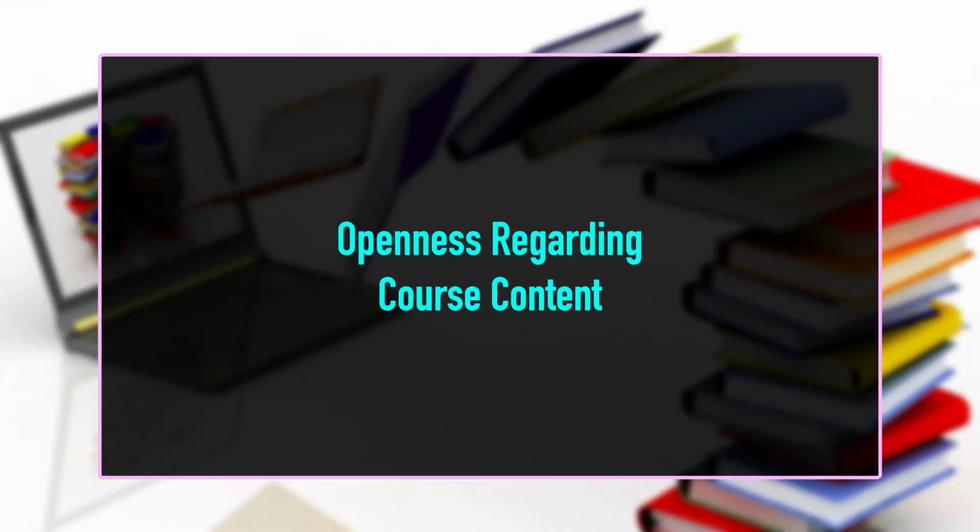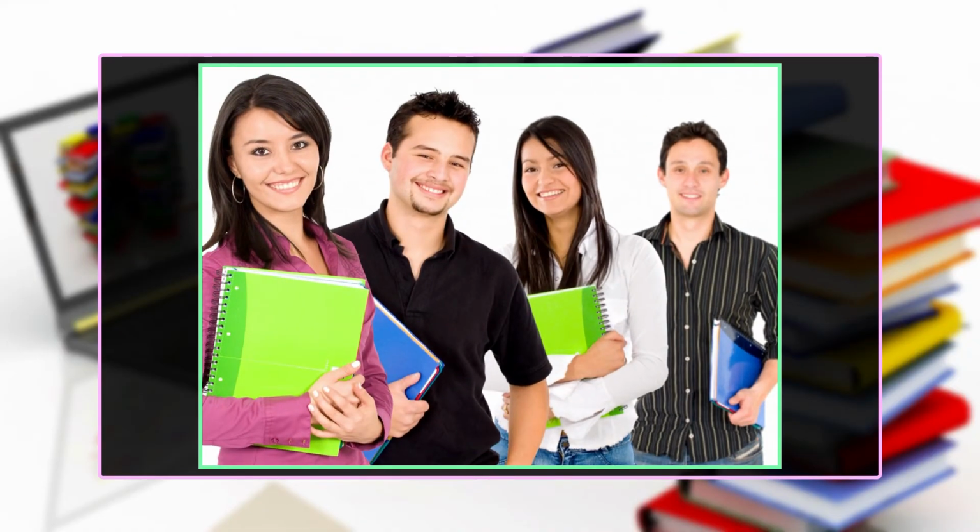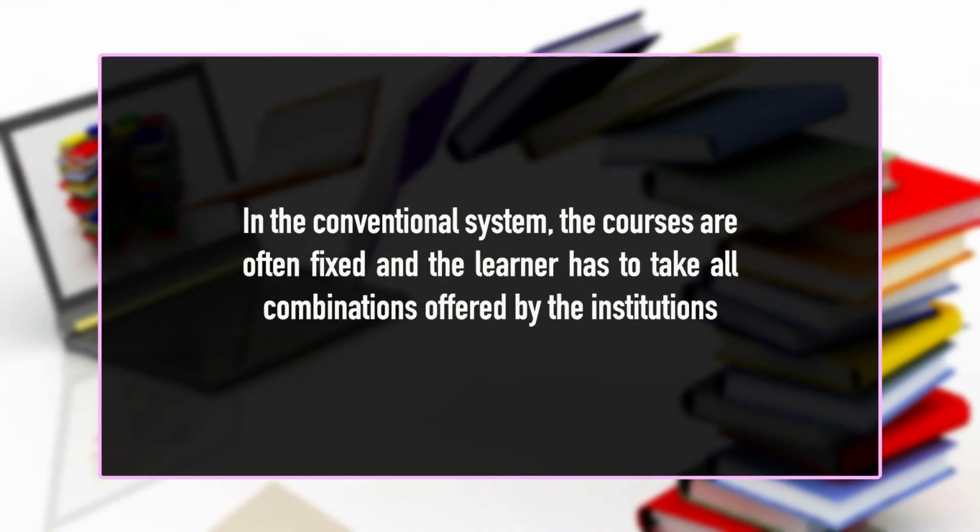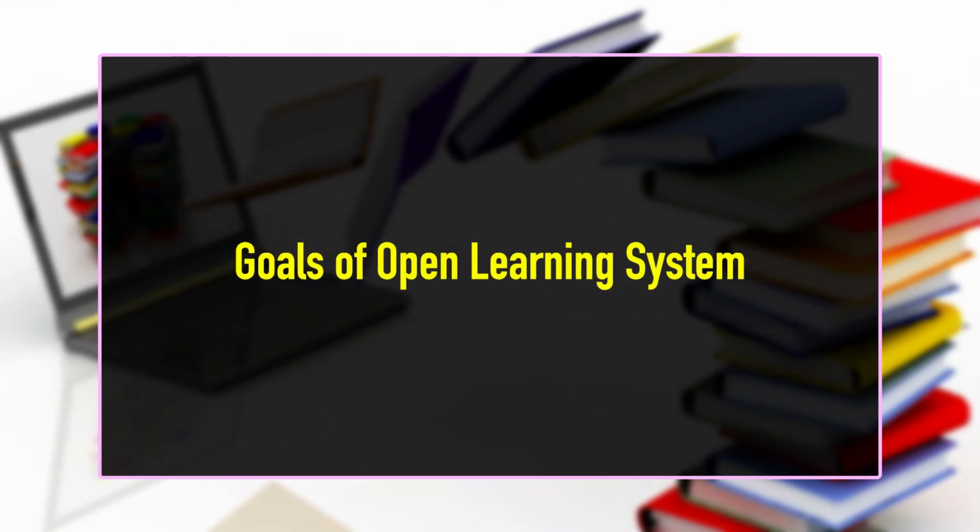Next, openness regarding course content. The way of organizing the courses and course content in open learning is flexible. A learner is free to choose the courses he likes and finds useful to him. In the conventional system, the courses are often fixed and the learner has to take all combinations offered by the institutions.